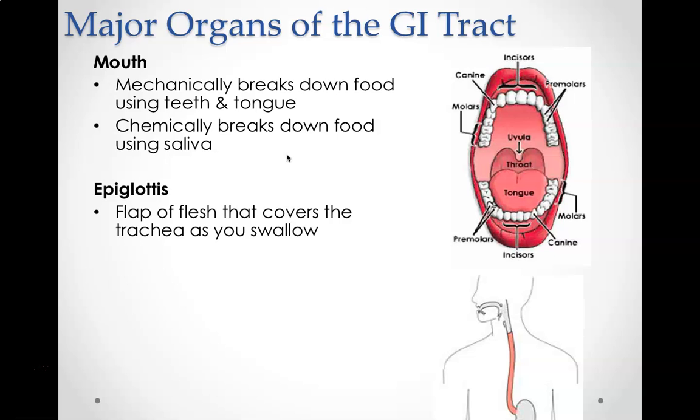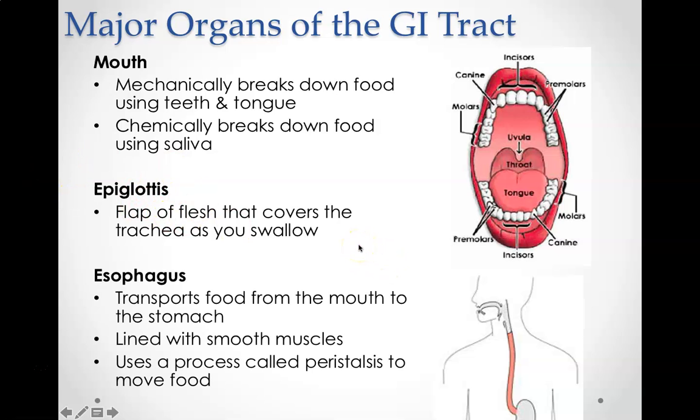Next, we have the epiglottis, which is a flap of flesh that covers your trachea as you swallow. Your trachea is your windpipe, what we breathe through. So it's really important that we cover that when you swallow, otherwise you'll get something stuck down the wrong tube, and we all know how horrible that feels. So our epiglottis is our friend. That definitely helps us from not choking.